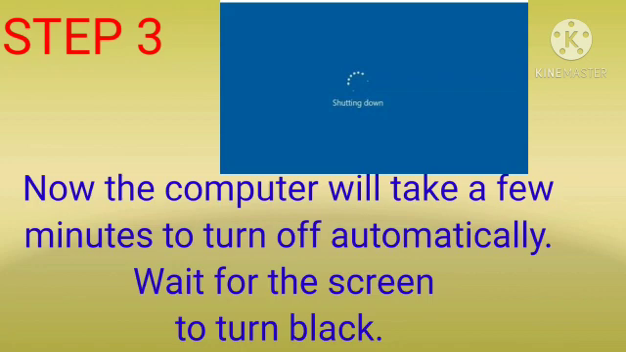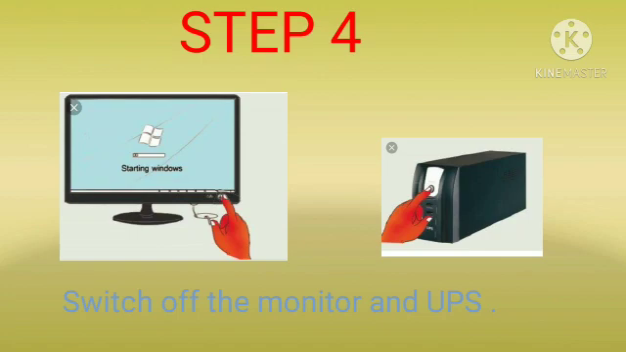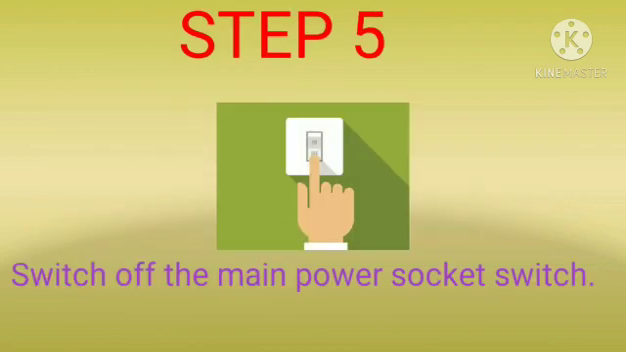When you click the Shutdown option, your computer shows a screen saying it is shutting down. A message showing that your computer is shutting down will appear. When the computer screen turns black, it means the computer is turning off. Next step, switch off the monitor and UPS. The CPU gets automatically turned off after the Shutdown option is clicked. Next step is switch off the main power socket switch.